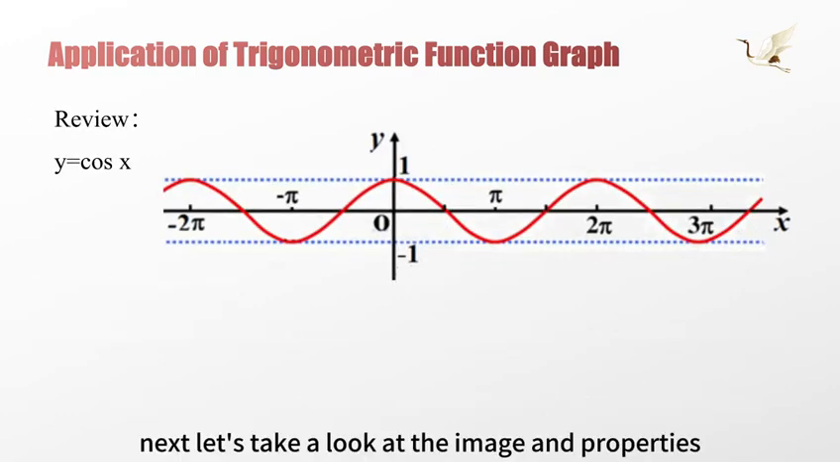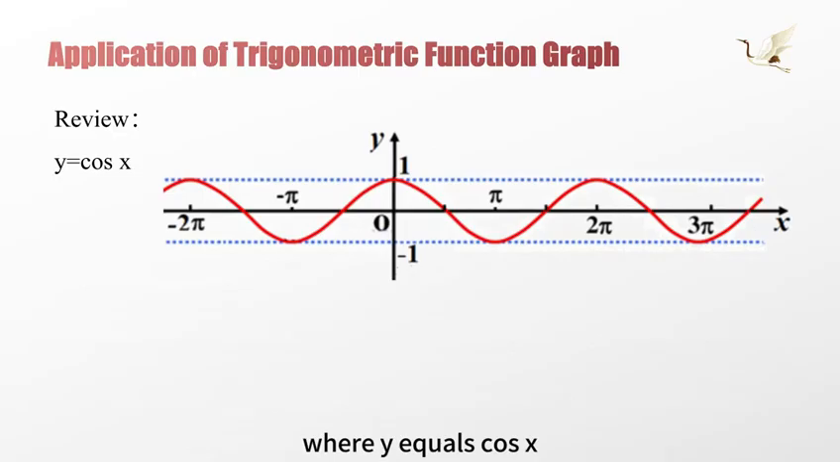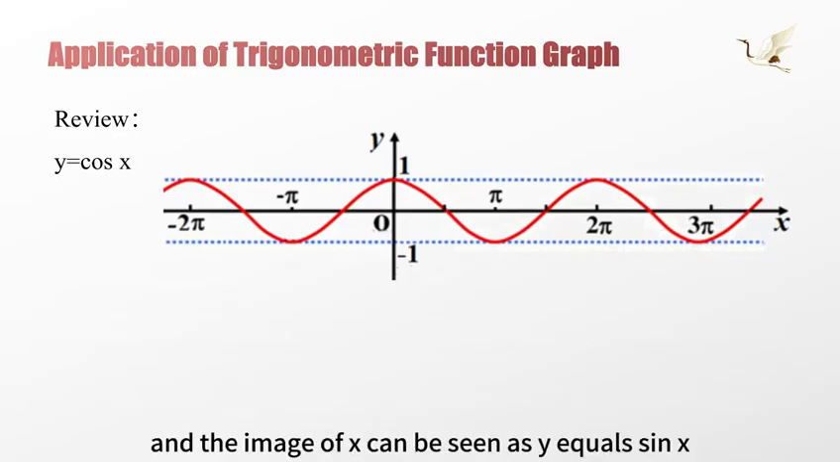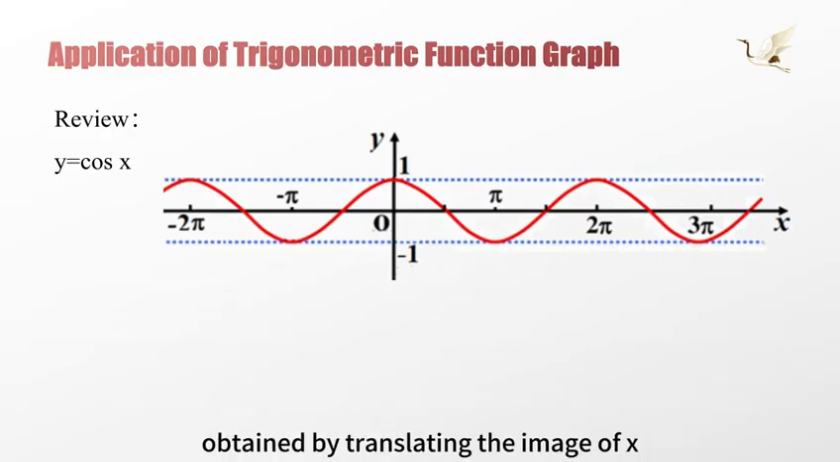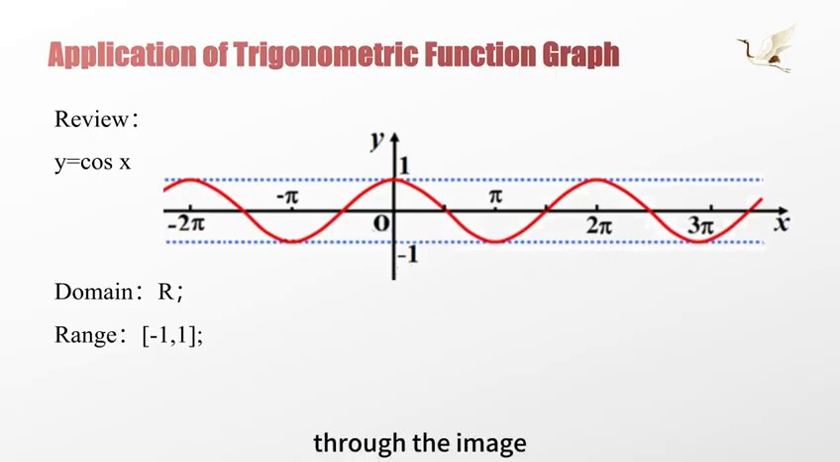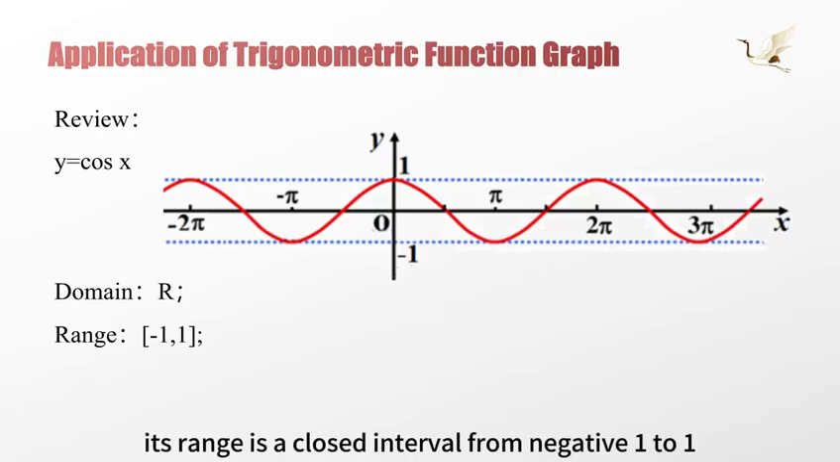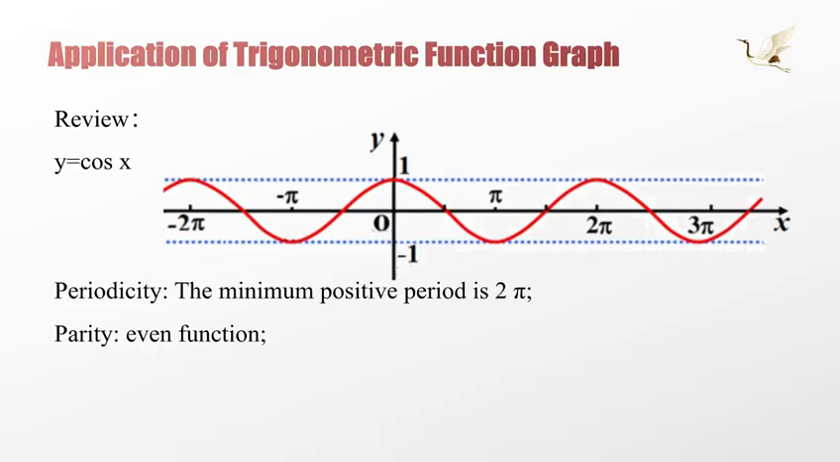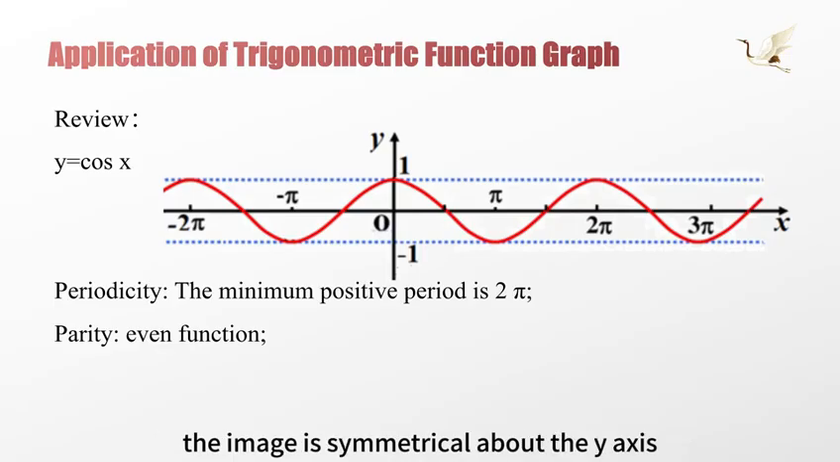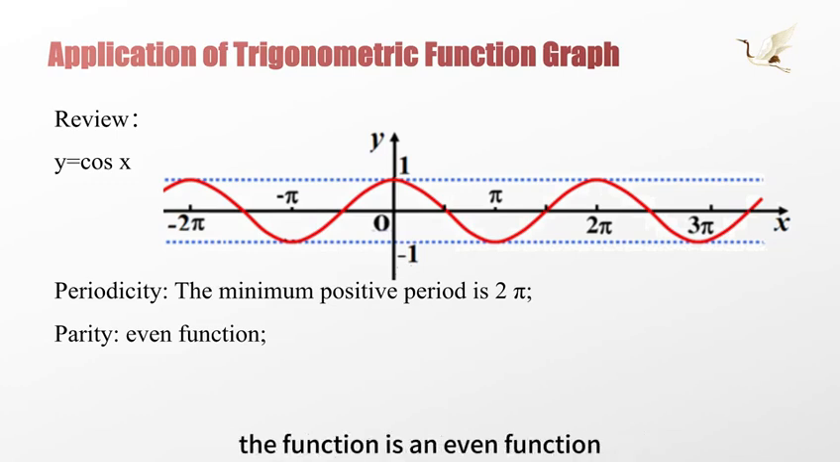Next, let's take a look at the image and properties of y equals cos x. The image of y equals cos x can be seen as obtained by translating the image of y equals sin x. Through the image, we found that its domain is the set of real numbers. Its range is the closed interval from -1 to 1. The minimum positive period is 2π. The image is symmetrical about the y-axis. The function is an even function.